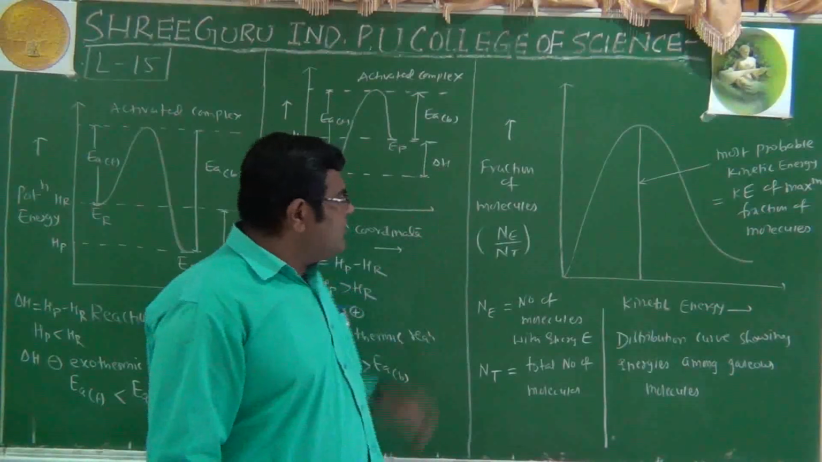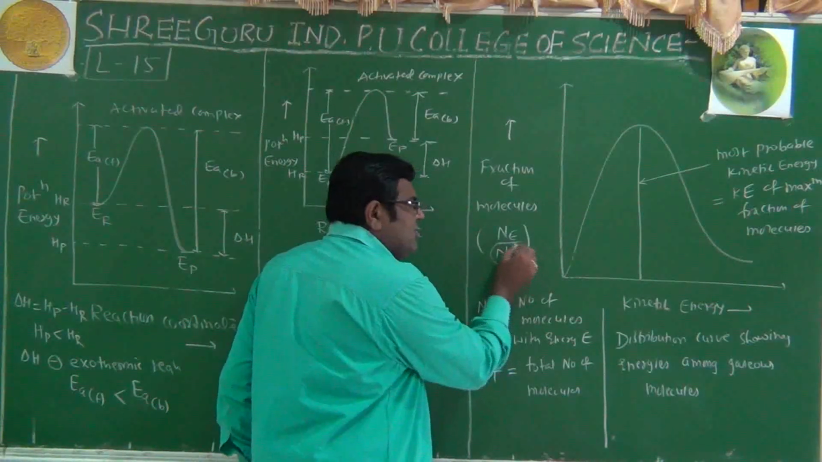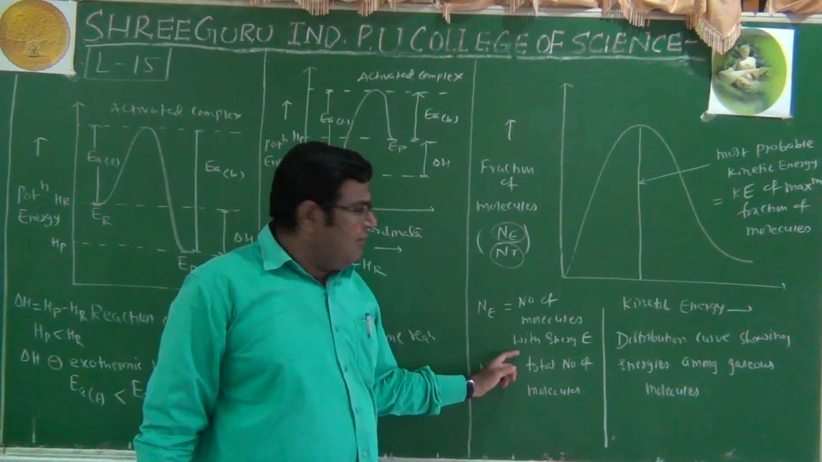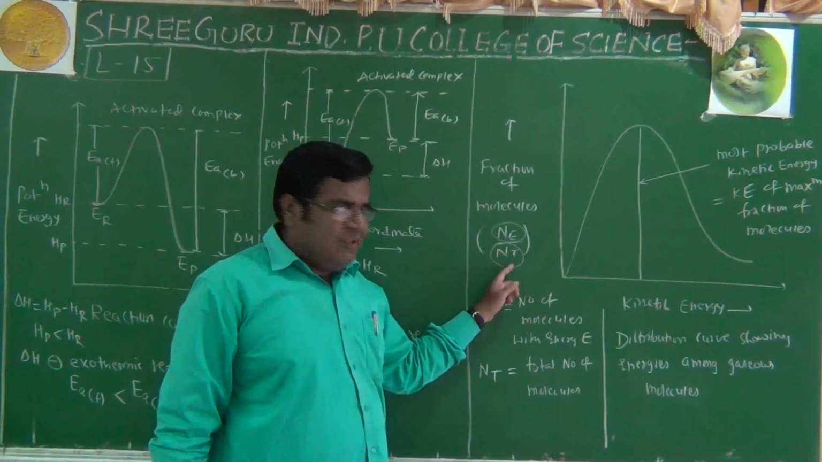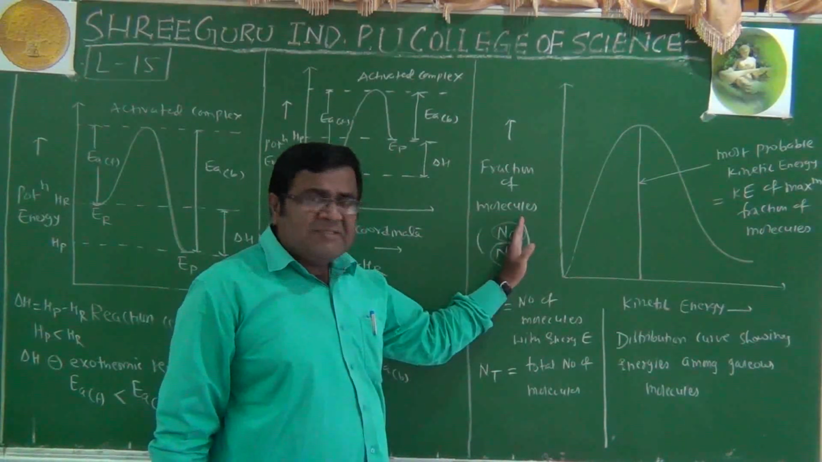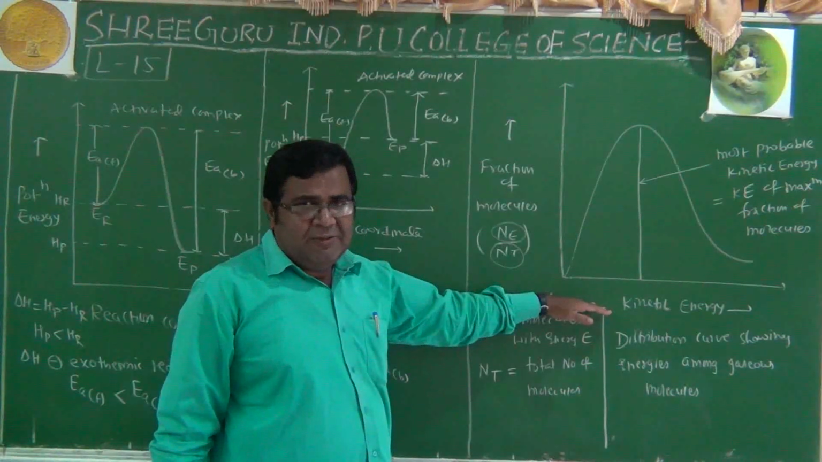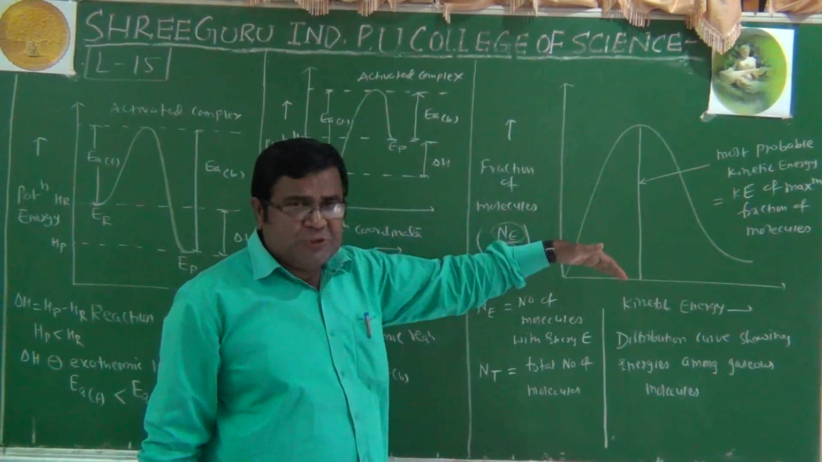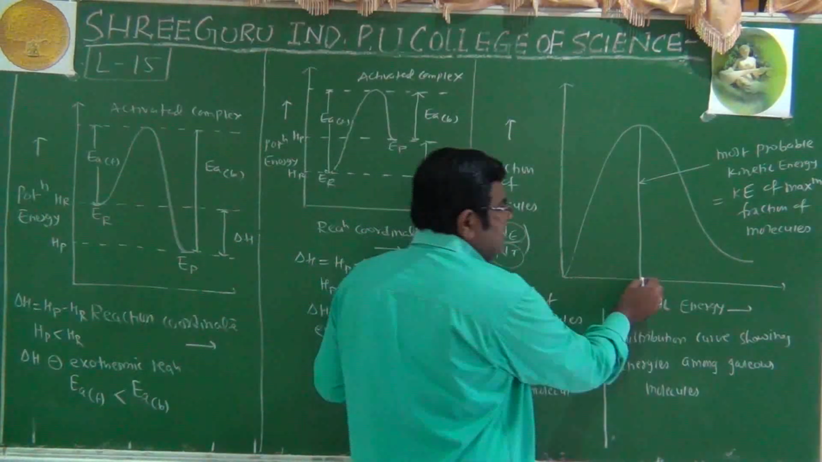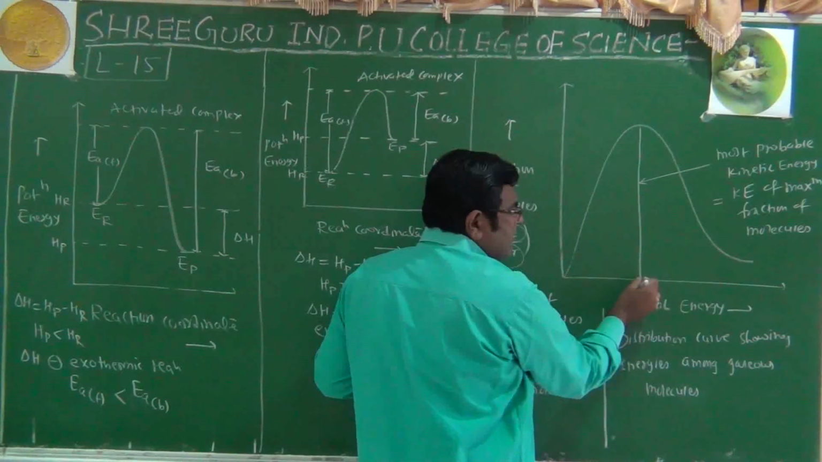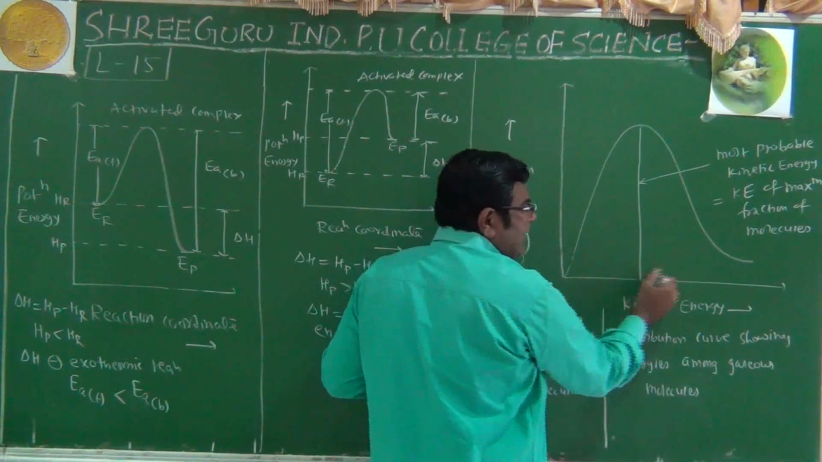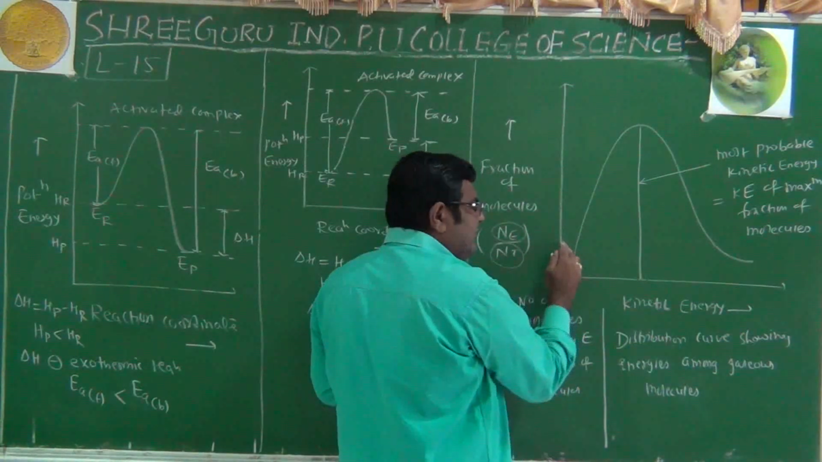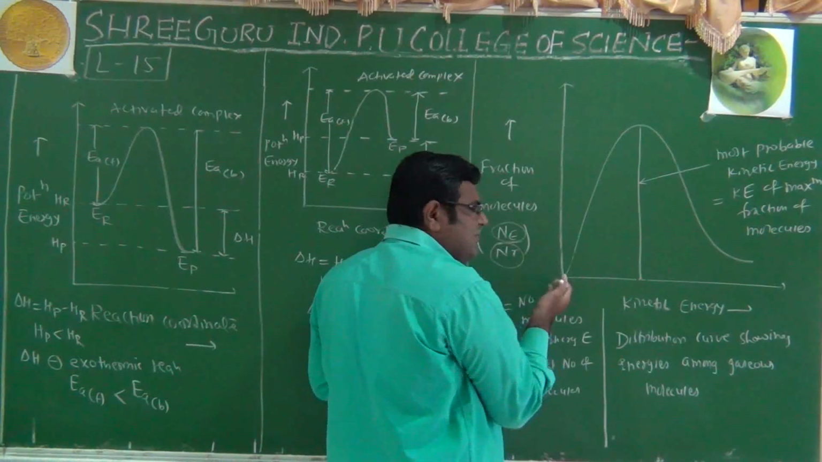What is fraction of molecules? We have total number of molecules. Out of that, we have selected the number of molecules having energy E. So that equals Ne by Nt. That ratio we have plotted on y-axis, and kinetic energy we have plotted on the x-axis, and we get this type of distribution. So this type of energy means maximum fraction has this intermediate energy. The higher energy, suppose this is the maximum energy, it is possessed by lower fraction, and this lower energy is also possessed by the lower fraction.